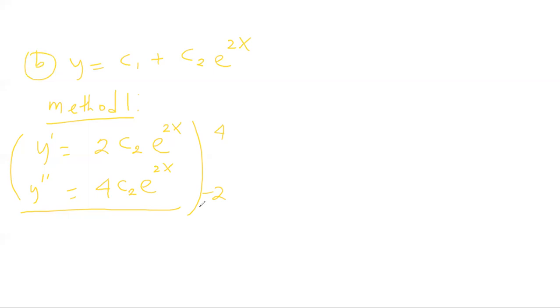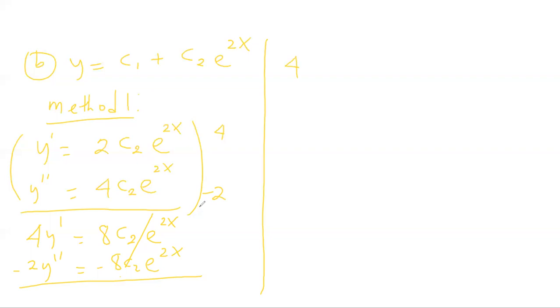So if I do the multiplication, I'm going to have 4y prime equal to 8c2 e raised to the 2x. If I multiply by negative 2, negative 2y double prime will be equal to negative 8c2 e raised to the 2x. So here I can cancel these terms. Why? They are the same and they have opposite sign. So if I do that, I'm going to have 4y prime minus 2y double prime equal to 0.